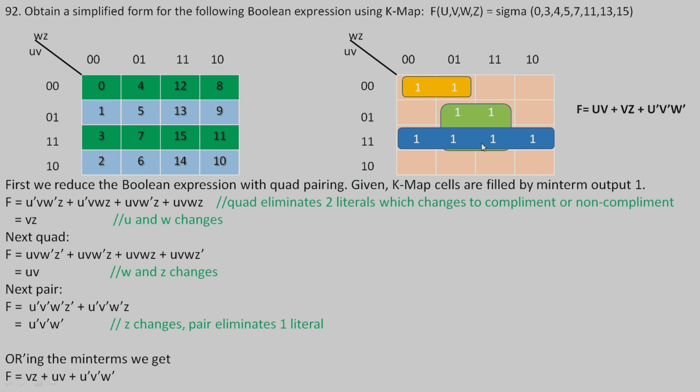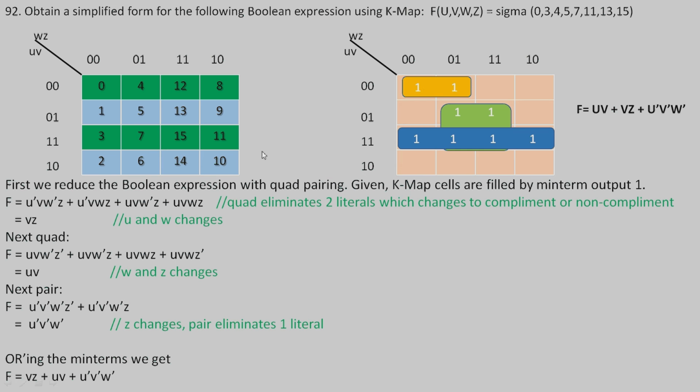A quad can be horizontal, can be vertical, can be a square. Now when we have to reduce this expression, we have to start with the highest pairing order, that is octet, followed by quad, and then pair. So first we reduce the Boolean expression starting with a quad pairing. We start with this quad pairing, and then this pair. Since the K-map is filled with 1 as the output, this represents a minterm.